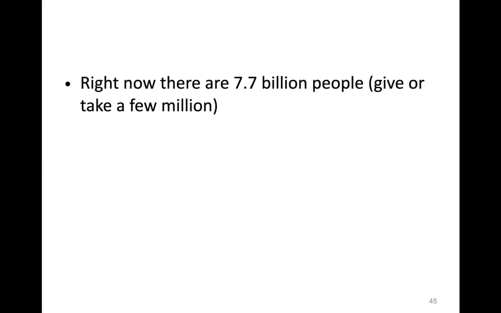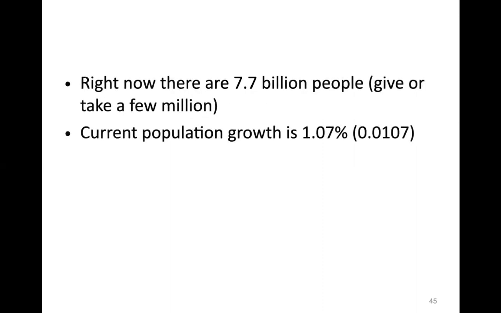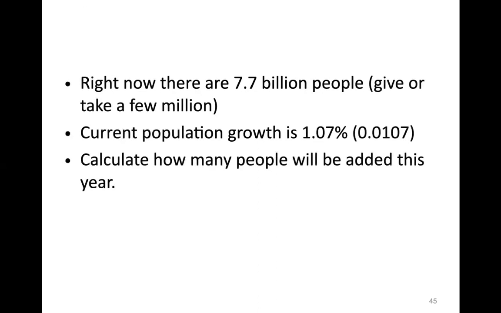Okay, so I gotta update this, obviously. Right now there are 7.7 billion people. It's actually 7.9. And our current population growth, look at that, only 0.0107. It's much, much lower than it was in 1975. So if we calculate how many people will be added this year, we'll just use 7.9 billion for next year, times 0.0107. It's going to be a different number than what's coming up because on the slide I have 7.7.